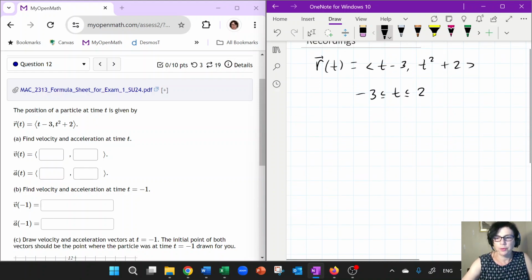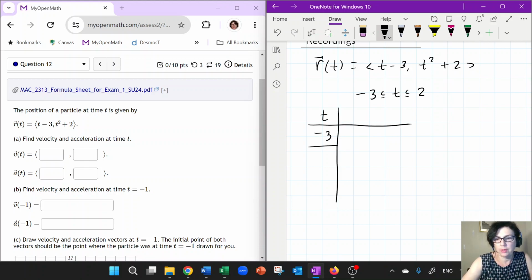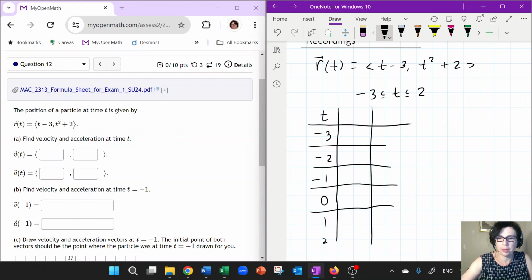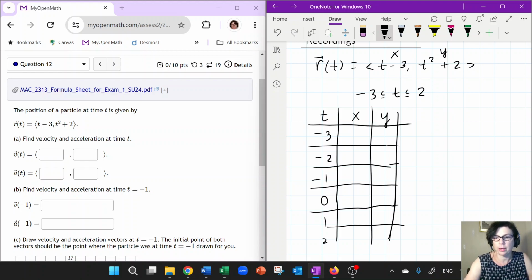And then you will have to fill out a table of values where the first column will be t, so -3, -2, -1, 0, 1, 2. And then over here, you're going to have x and y. And then you have to substitute those values. First, the t values you substitute into the x component and then into the y component.